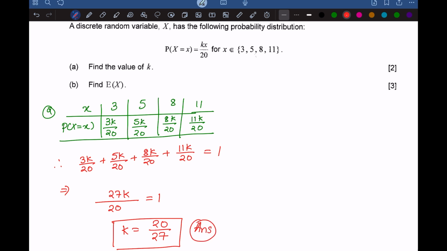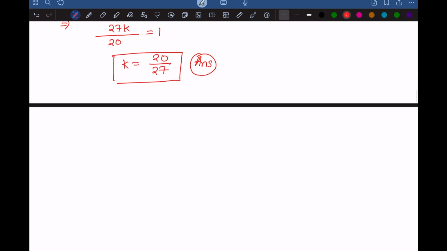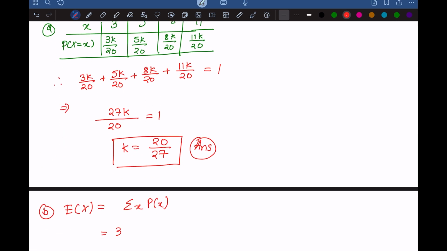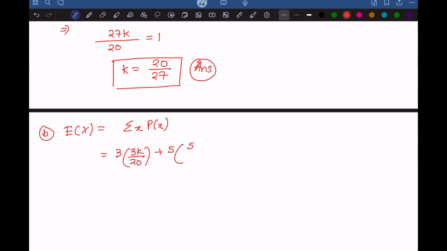Now for part B, we have to find the expected value E(X). So E(X) would be the summation of x times P(x). First x is 3, P(x) is 3k over 20, so 3 times 3k by 20. Then x is 5 and P(x) is 5k over 20, so 5 times 5k over 20. Then we have 8 times 8k over 20, and then 11 times 11k over 20.